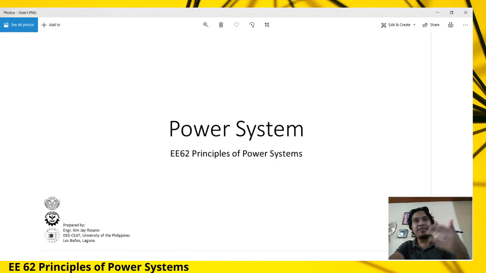Nakalimutan ko. It's 151 before. Nakalimutan ko yung number niya ngayon. But this is basically an introduction course regarding power systems din yon. It's power system analysis naman yon. So basically, what you'll be expecting in this course is ano ba yung broad knowledge, ano ba yung overview of a power system? Ano ba ang power system in general?